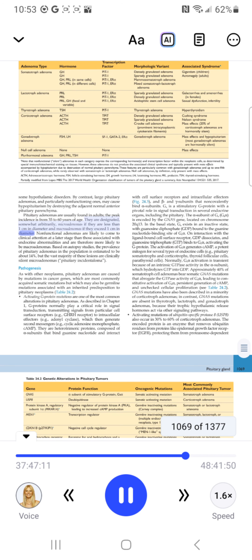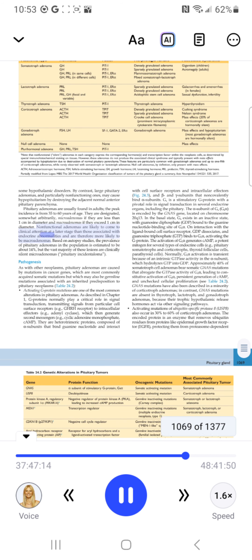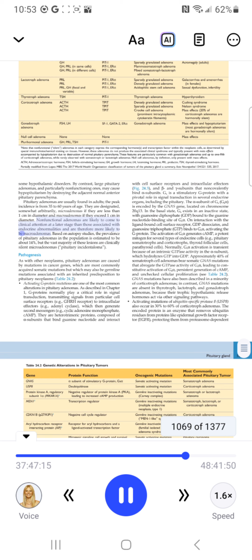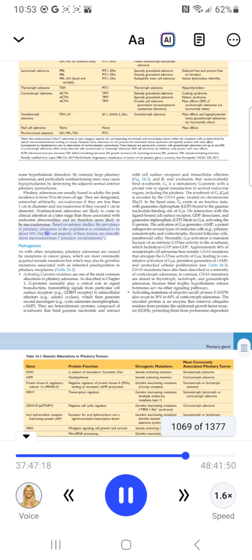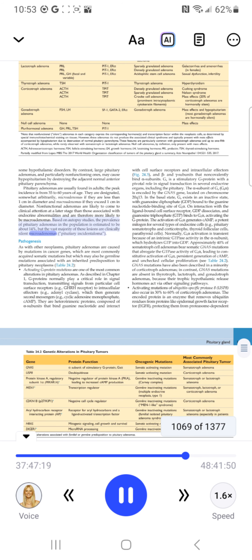Non-functional adenomas are likely to come to clinical attention at a later stage than those associated with endocrine abnormalities, and are therefore more likely to be macroadenomas. Based on autopsy studies, the prevalence of pituitary adenomas in the population is estimated to be about 14%, but the vast majority of these lesions are clinically silent microadenomas, pituitary incidentaloma.